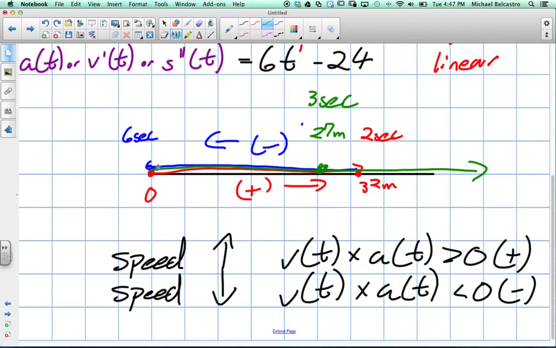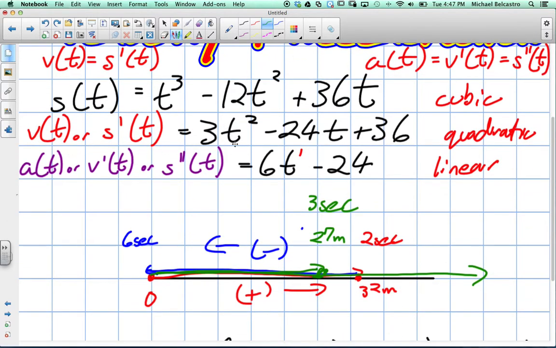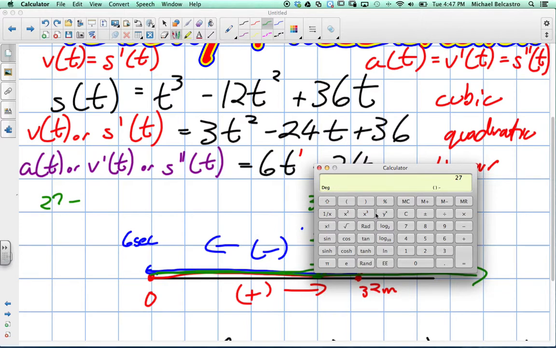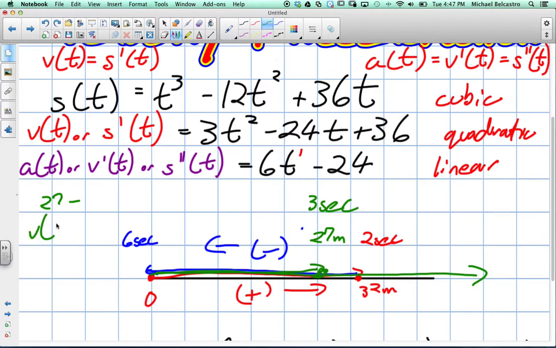Okay, we know from previous knowledge that it was heading in this direction at 3 seconds. So this is where we are at that point in time. If we plug 3 into our velocity, that's going to give us 3 squared is 9, 27, minus 24 times 3, which is 72, so negative 45 plus 36. Our velocity is actually a negative value at negative 9. So v at 3 is negative 9. S at 3 we said was 27, and a at 3 will give us 18 minus 24, which is negative 6.